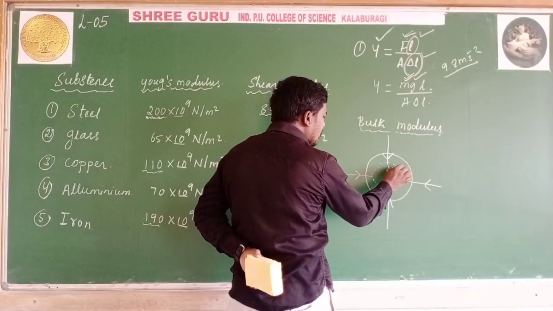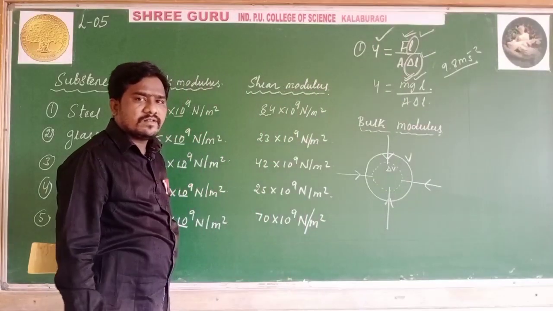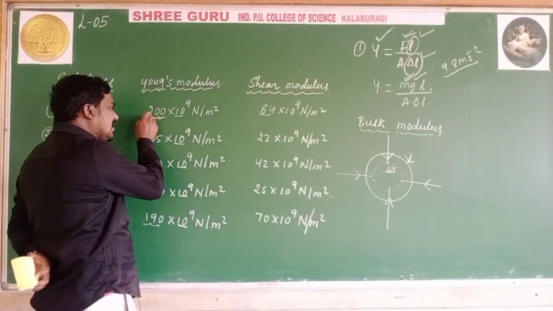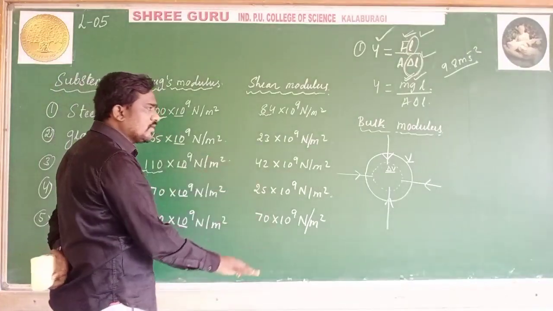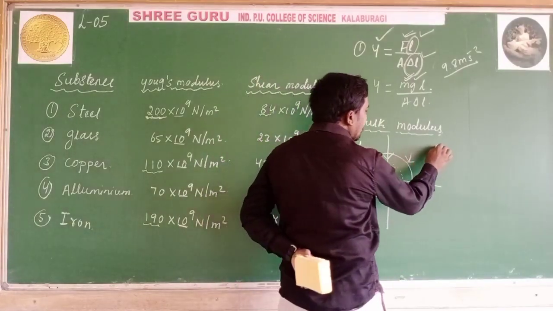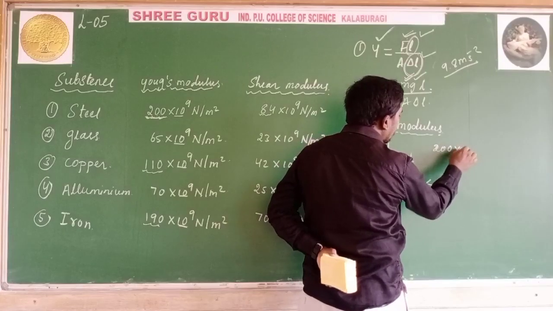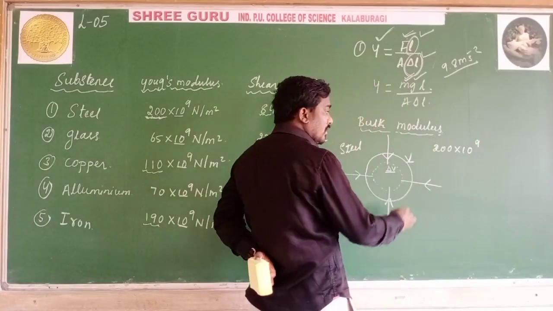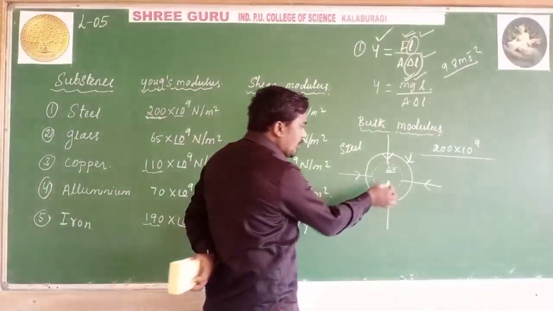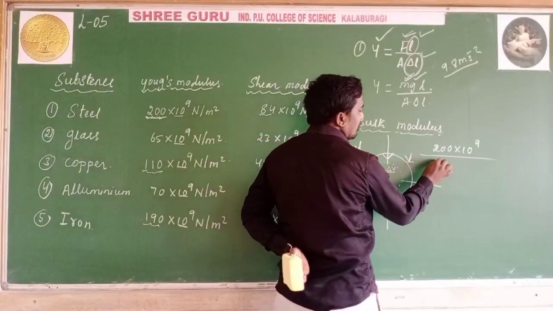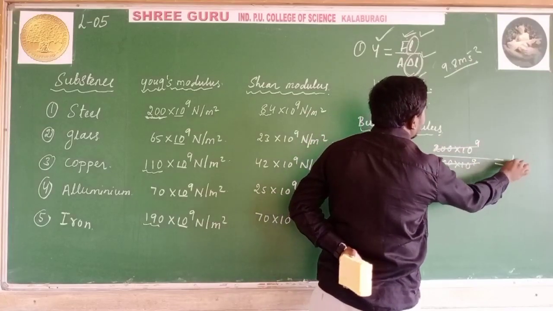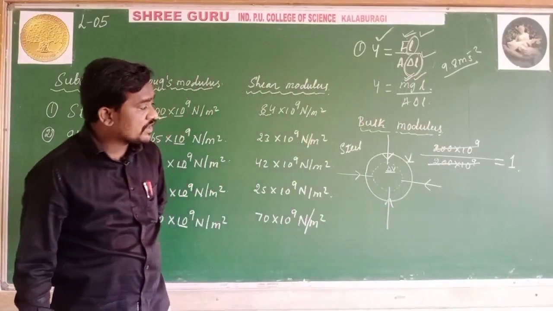This change in volume depends on its original volume, and it is not depending on these values. The change in volume and original volume, its value is fixed, even though this material is steel. If initially the steel material's modulus is 200 into 10 to the power of 9, the modulus is not going to change. If its volume changes, the modulus is fixed, that is 200 into 10 to the power of 9, it is going to cancel. It is a unity.